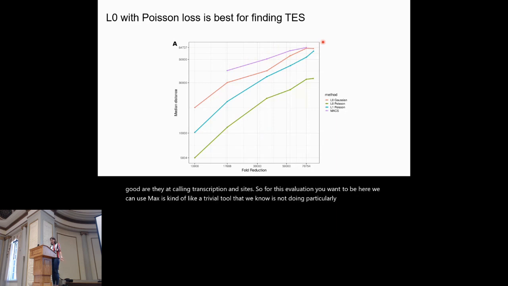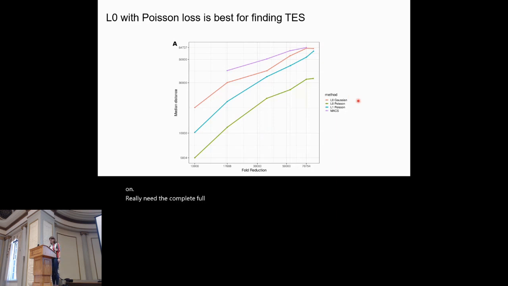The reason I have this figure up here is to point out that we have all these different versions of segmentation. We have the L0 versus L1. We have the Poisson versus Gaussian, and to do well on this task, you really need the L0 and you need the Poisson. So you really need the complete full formulation to do the best possible on this task.